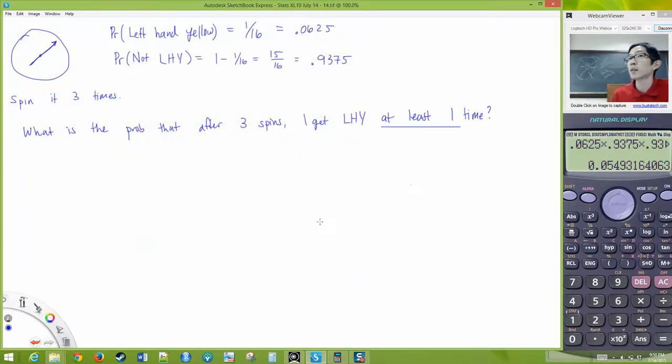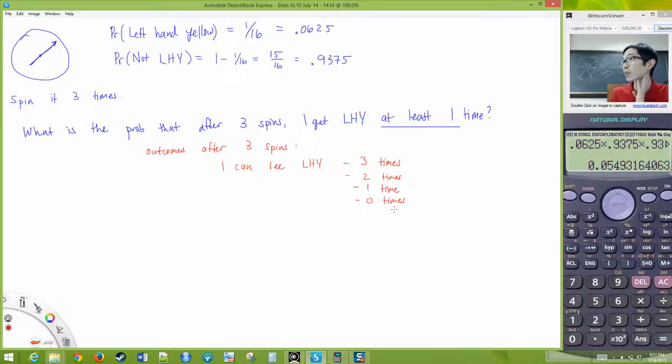Okay? So let me just list off outcomes after three spins. Outcomes after three spins, I can see left-hand yellow. What's the most number of spins that left-hand yellow can I see? I can see left-hand yellow up to what? Three times, right? Okay, it's also possible to see it how many times? Two times, one time, and zero times.